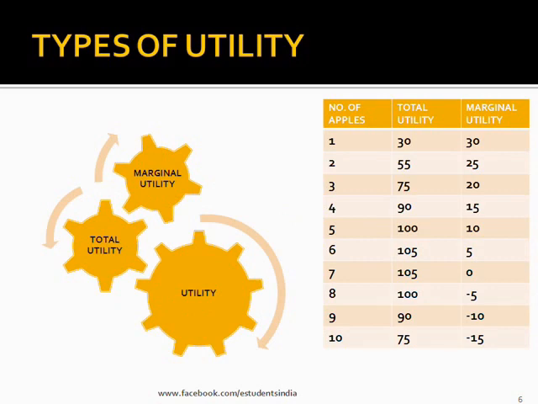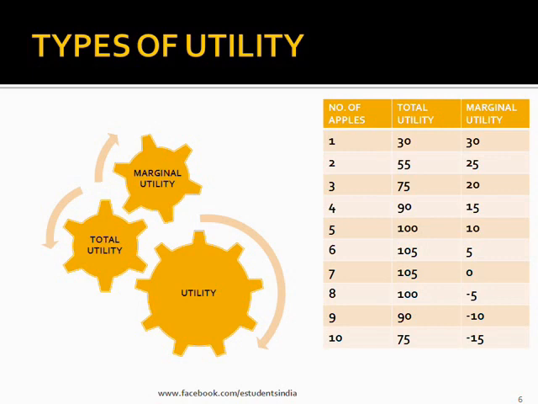Types of utility. Total utility, marginal utility. Let us assume that utility is measurable and you are taking apples. First apple, the utility is 30. Second apple, the total utility goes to 55. For the first apple, the utility is 30, and for the second apple, utility is not 30, it is only 25. And 25 is the marginal utility. But the total utility is 55, 30 plus 25.